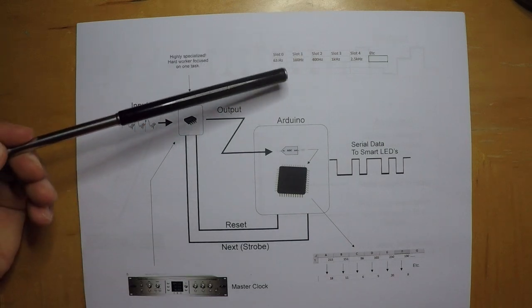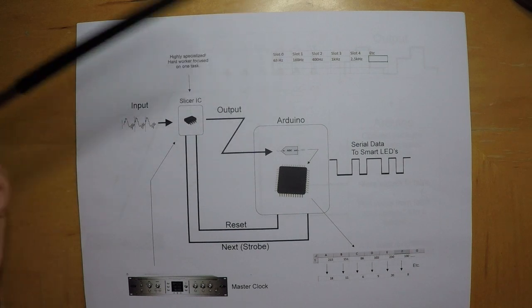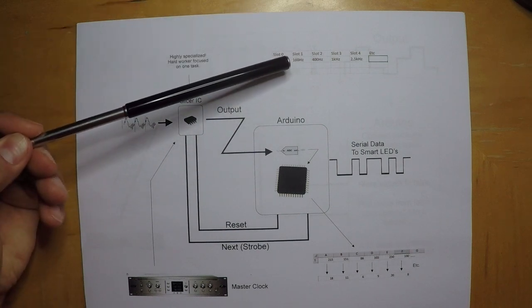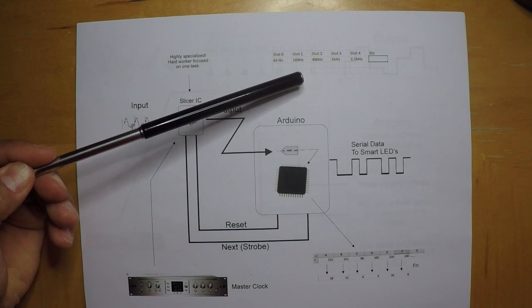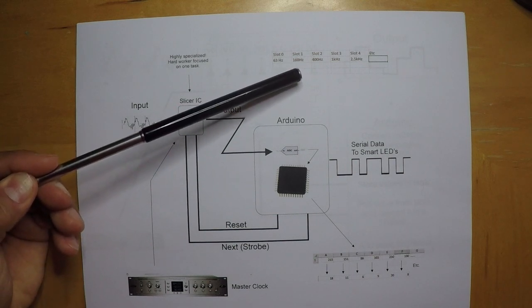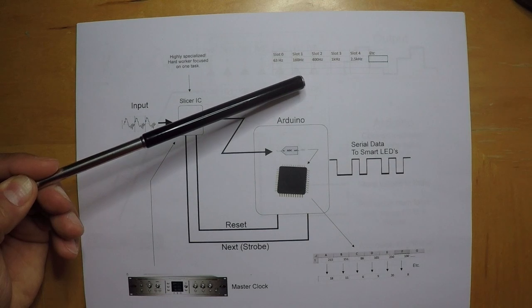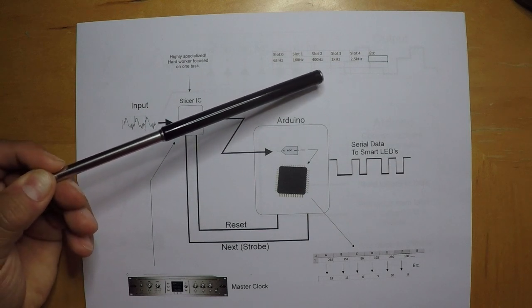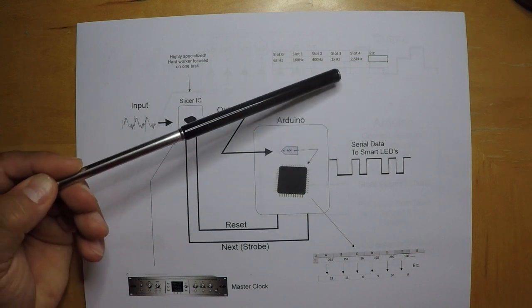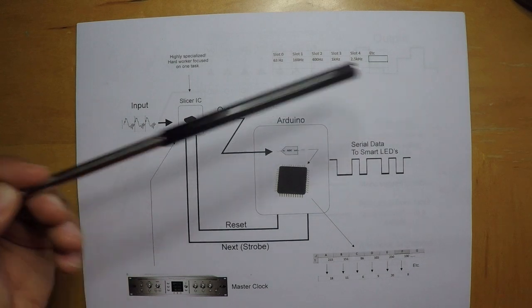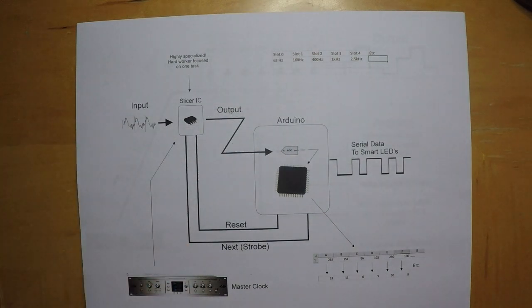Slot 1 is its own little bucket of frequencies. It's focused on frequencies that neighbor 160 Hertz. Slot 2 focuses on frequencies that are in the neighborhood of 400 Hertz. Slot 3 is 1 kilohertz, and so on and so on.